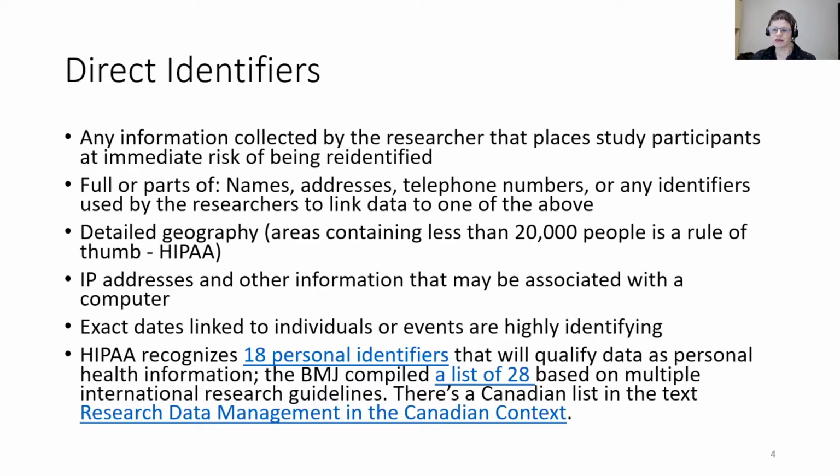Exact dates linked to individuals, such as birth dates or dates of medical procedures, dates of graduation, and so on, are also widely considered personally identifying. In the US, the Health Insurance Portability and Accountability Act has a list of 18 personal identifiers that's frequently referred to in the literature, while the British Medical Journal includes a list of 28 identifiers based on multiple international guidelines. There's also a Canadian list in the text I recently co-edited, Research Data Management in the Canadian Context.